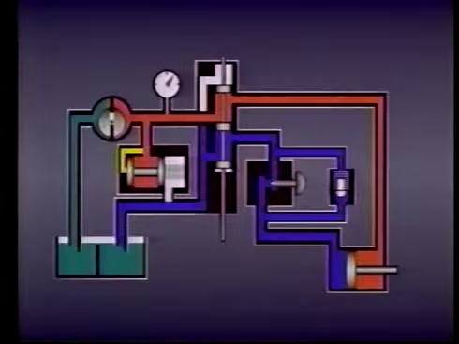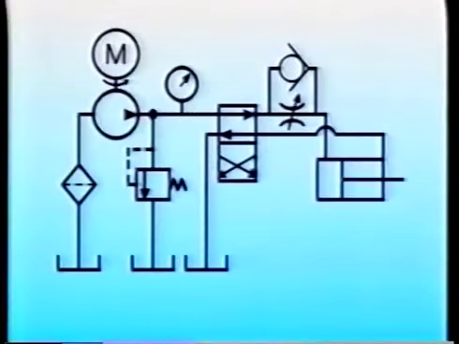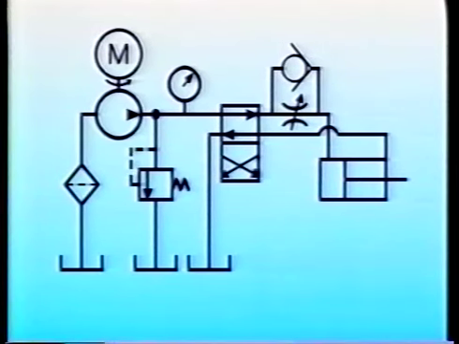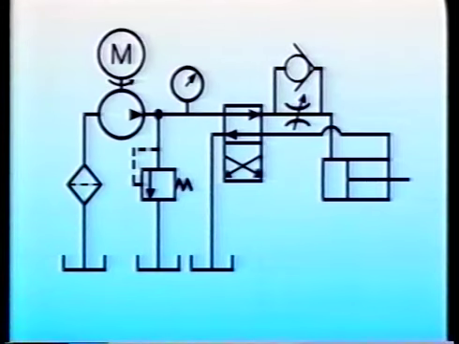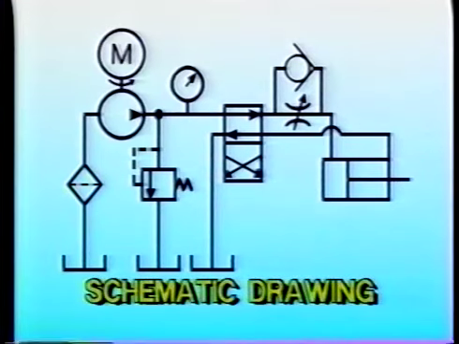Now, all of the hydraulic components we've seen in this lesson have been illustrated as though they were simplified cutaways of the real thing. Schematic symbols are a standardized method of representing both the components and the layouts of hydraulic systems. For example, this drawing represents the simple system we've developed so far. This kind of representation is called a schematic drawing.